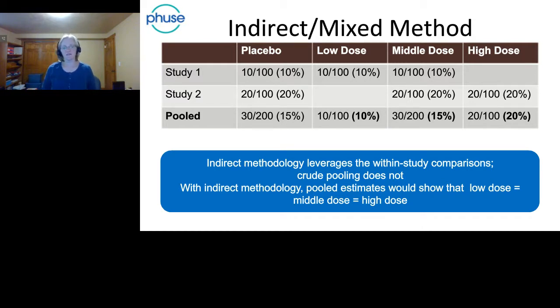So it provides a way to incorporate that study data. It leverages that indirect comparison. It's not just comparing low dose from one study and high dose from another study. It actually leverages that placebo data in order to get better estimates for a dose relationship. So just know that method is out there. And if you're in this situation where dose and study are confounded, there are other methods that can be considered.